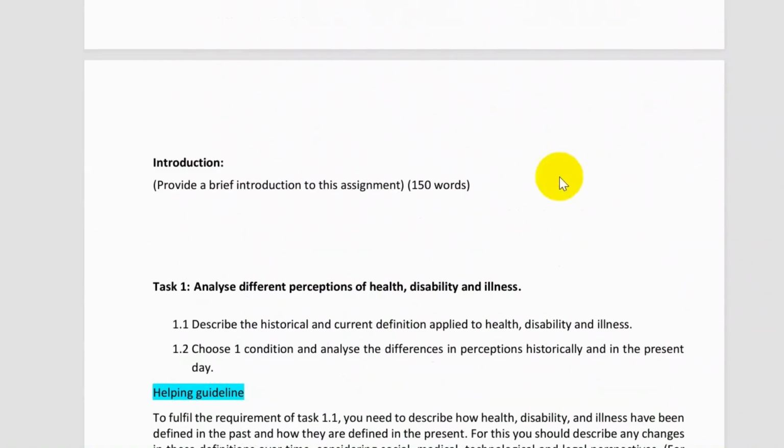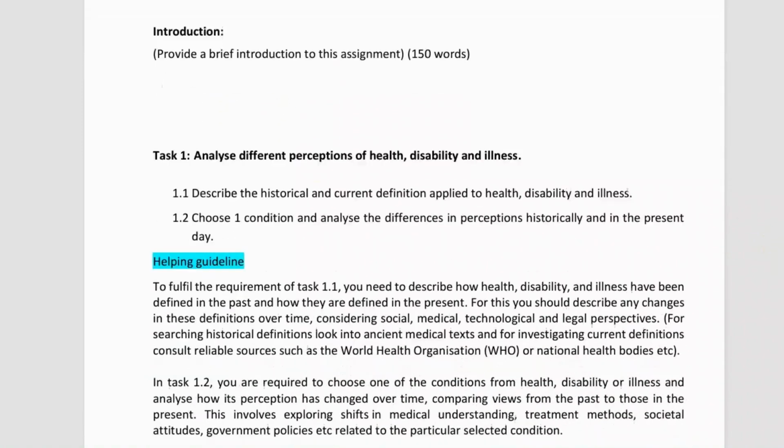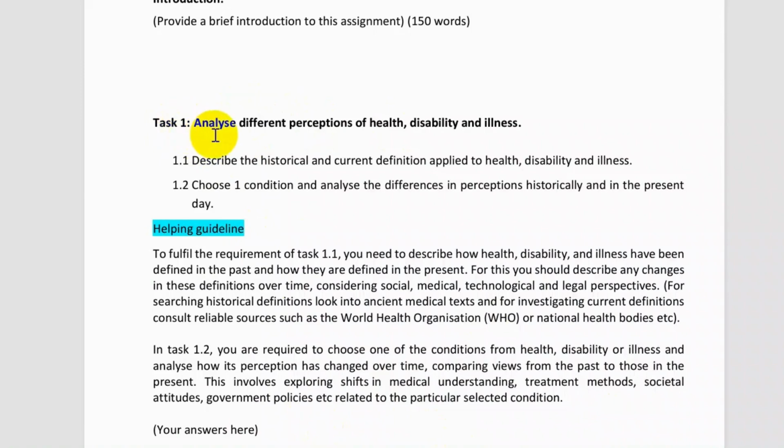Before starting any of the assignment, you know that you have to provide a brief introduction to the topic of your assignment, which is working with service users with complex needs. So you can discuss in this introduction part what is meant by working with service users with complex needs. You can also discuss how to promote the rights and independence of the service users. But make sure that when you are discussing this introduction part, you discuss it very briefly, very precisely, under 150 words.